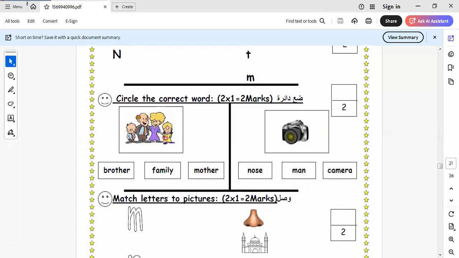Here we say, what if this picture refers to family? So I select this one. What if this is a camera? So I select this one. Let's continue the rest of the exercise.